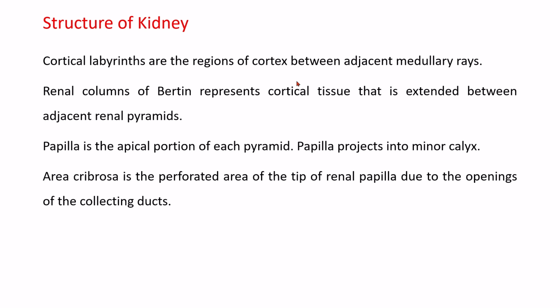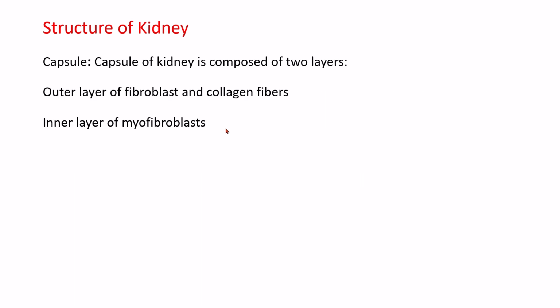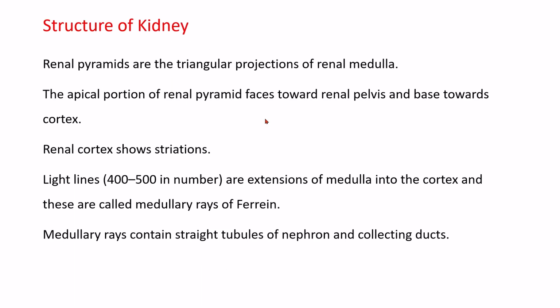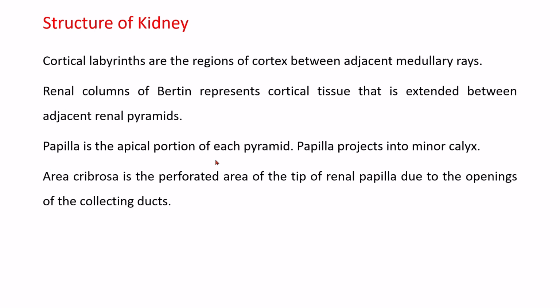The cortical labyrinths are the regions of cortex between adjacent medullary rays. Renal columns of Bertin present cortical tissue that extends between adjacent renal pyramids. These are the cortical tissues that extend in between the adjacent renal pyramids, as I have shown here. These are the renal columns. The papilla is the apical portion of each pyramid. The papilla projects into the minor calyx. The area cribrosa is the perforated area at the tip of the renal papilla due to openings of the collecting ducts.